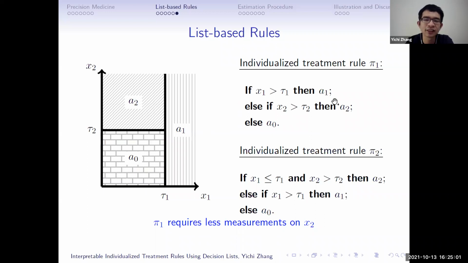But if we consider the implementation of the rule, then we might prefer pi1 because if we write it in this way, then in the first stage, we only need x1. We don't need x2. But if we write it in this form, then we need both x1 and x2 for the first clause.